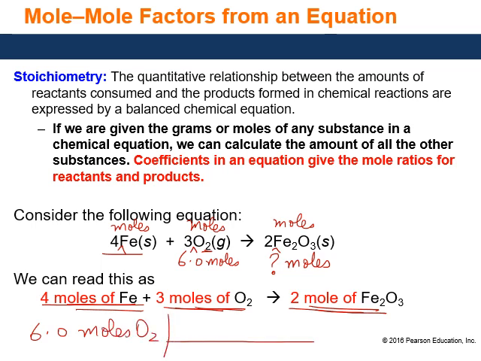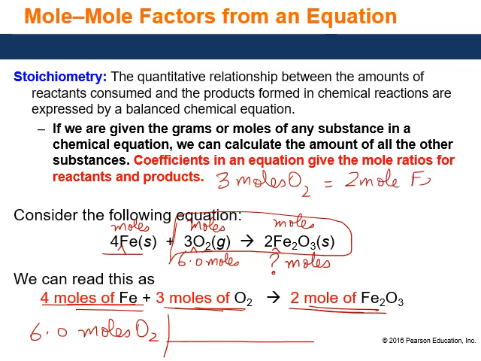What do I need? I need moles of iron oxide. So I need a relationship between these two quantities. And my relationship would be 3 moles of O2 will produce 2 moles of iron oxide.